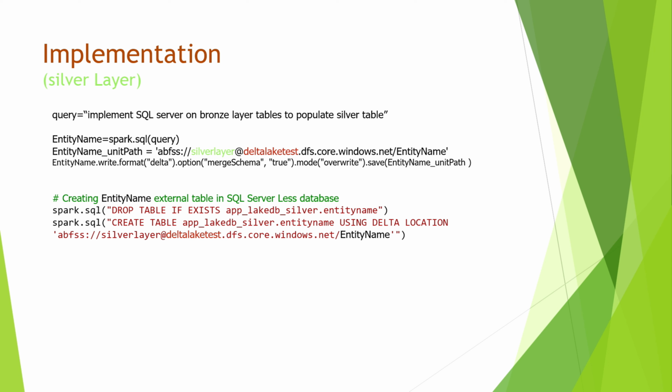And then we are creating another table in the silver layer with the same entity name by using the same location which is used in the delta lake format in the above.